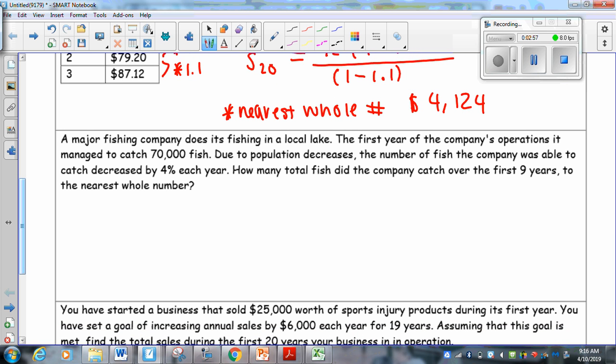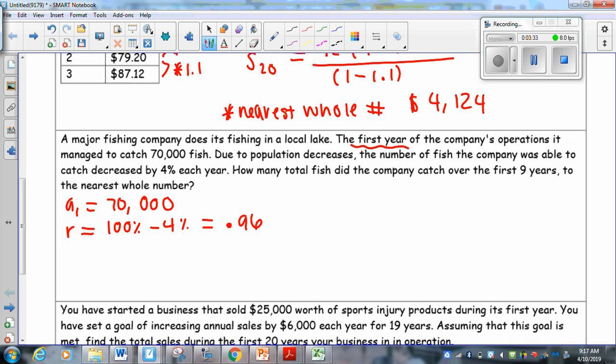A major fishing company does its fishing at a local lake. The first year, so we are given A1 because it says first year, it's going to catch 70,000 fish. So A1 equals 70,000. Due to population decrease, the number of fish the company was able to catch decreased by 4%. Because we have that percent, that's how I know it's geometric. We have an R value. But to find R, we take 100% and subtract 4%. So we get 96%, which is 0.96.